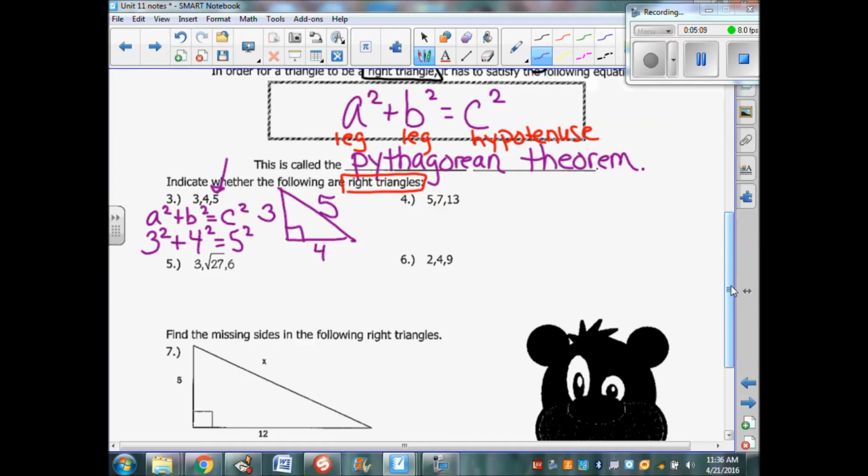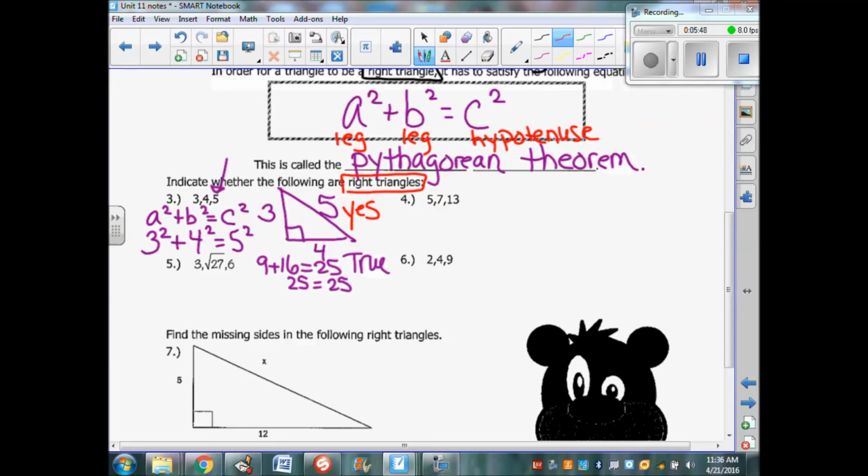If you put in your calculator 3 squared, you get 9. Plus 4 squared, which is 16. Does it equal 5 squared, which is 25? What is 9 plus 16? You know that it's 25, so 25 equals 25. Is that a true statement? Hopefully you're saying yes, that is true. So, indicate whether the following are right triangles: yes, this is a right triangle. 3, 4, and 5 are the sides of a right triangle.